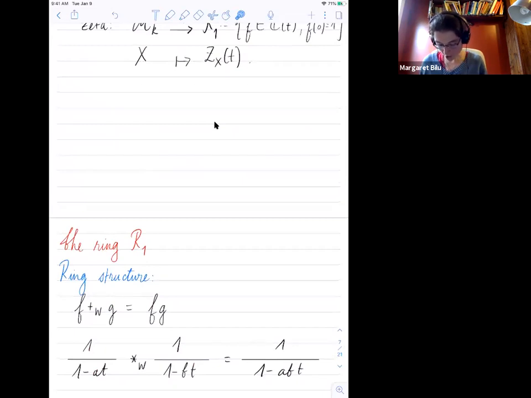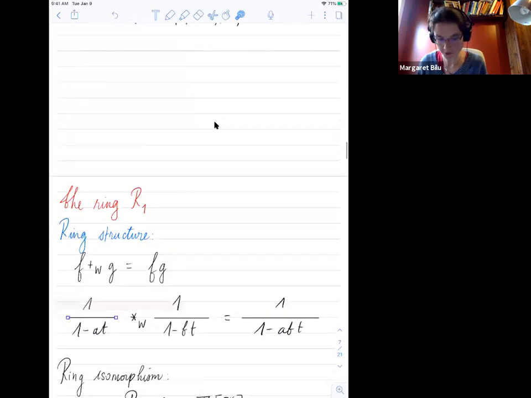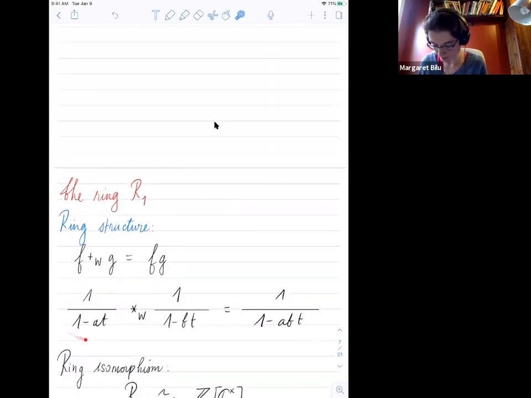And so the product, I will just define it. If I want to take the product of two things, I first factorize them into linear factors. And the product of 1 over 1 minus AT and 1 over 1 minus BT, I just multiply the two coefficients together. I think you need to scroll up a little bit. I'm here. Okay, sorry.